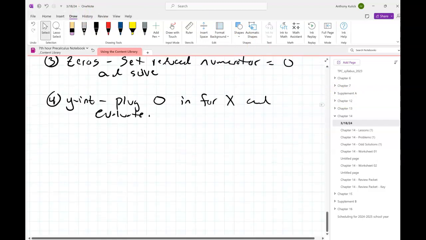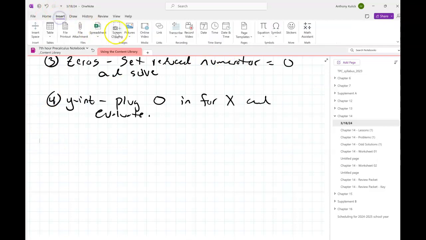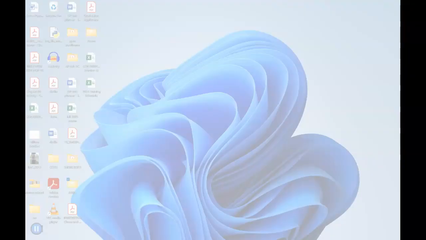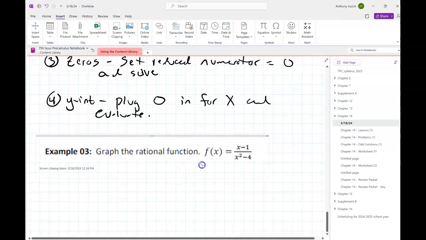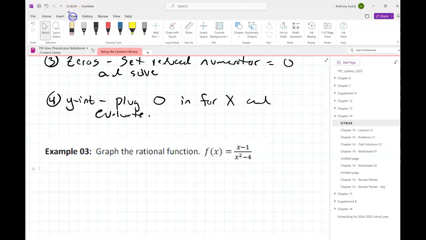All right, it's example time. Let's draw some graphs using key features. First thing I want to do is to factor my rational expression to see if there's any reducing I can do, because everything requires a reduced numerator and denominator.